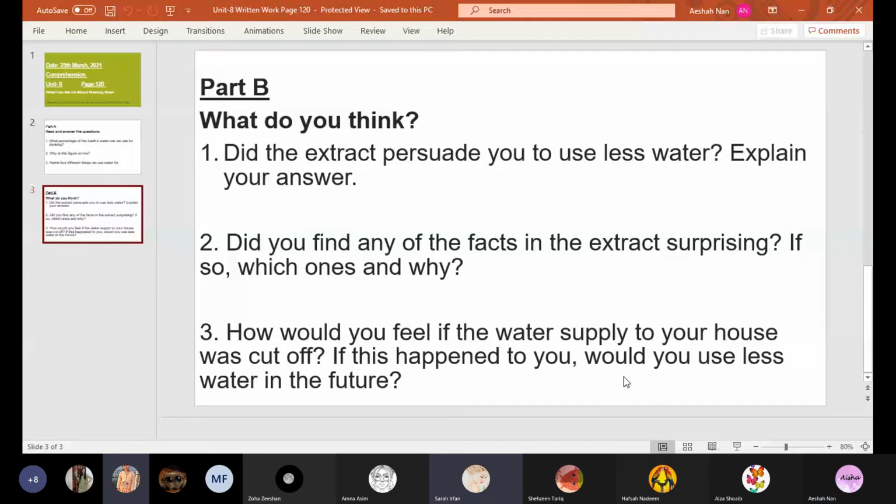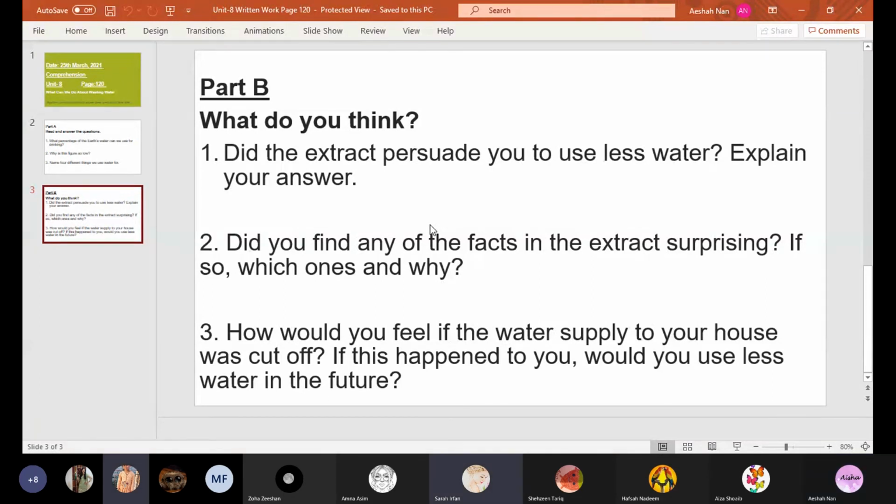Teacher, can you explain again? Read the question, Sarah. How would you feel if the water supply to your house was cut off? If this happened to you, would you use less water in the future? Yes, what is the question asking? First, you need to reply. How would you feel if the water supply to your house was cut off? How would you feel?